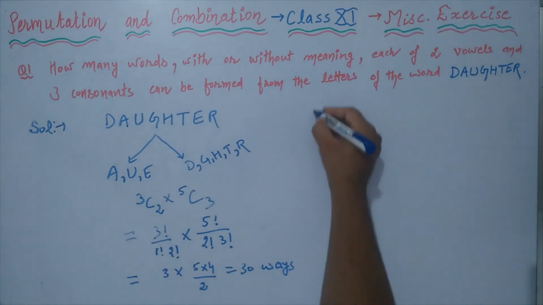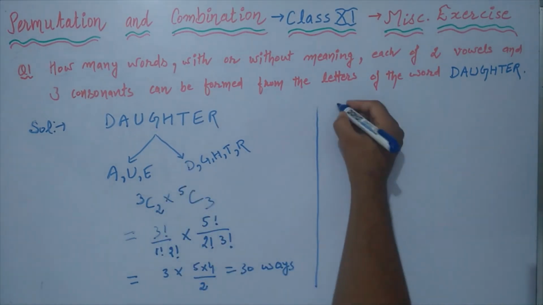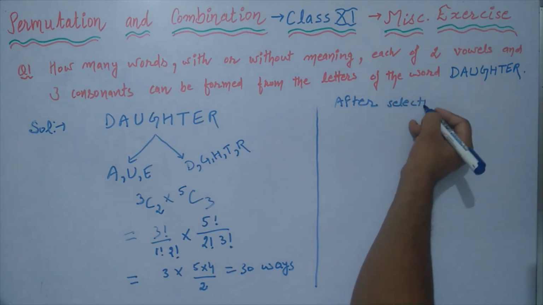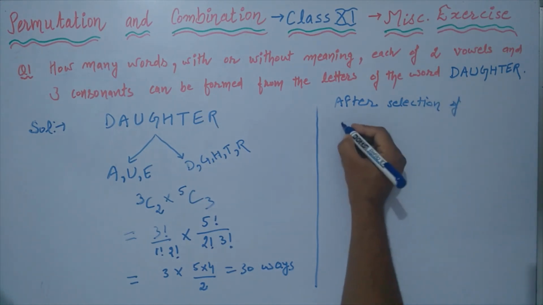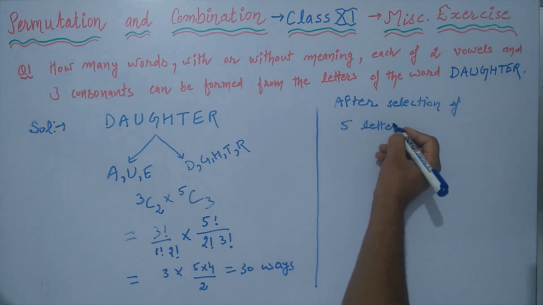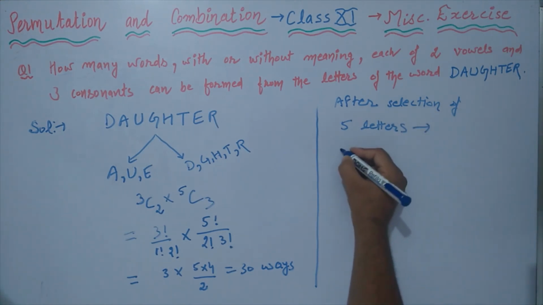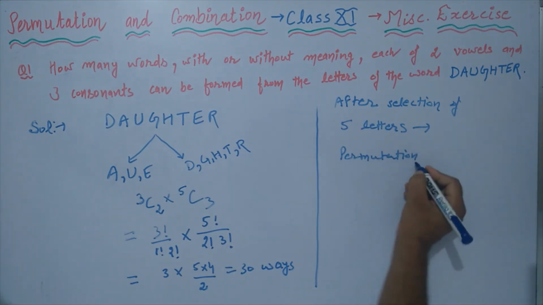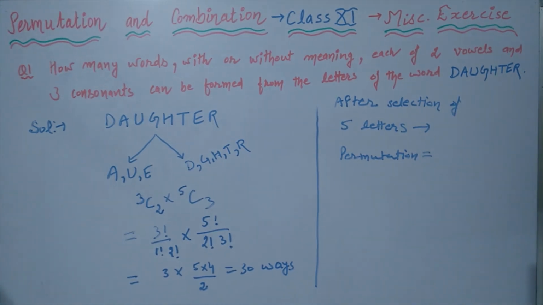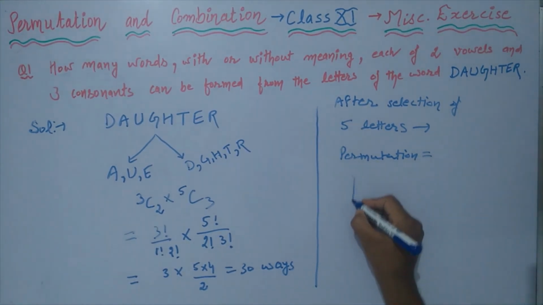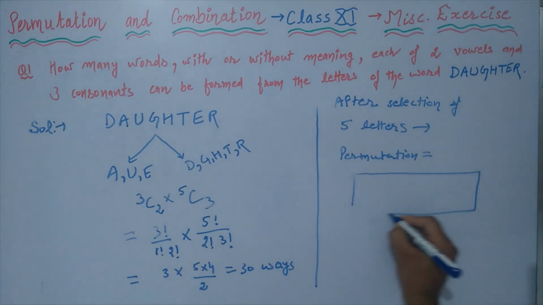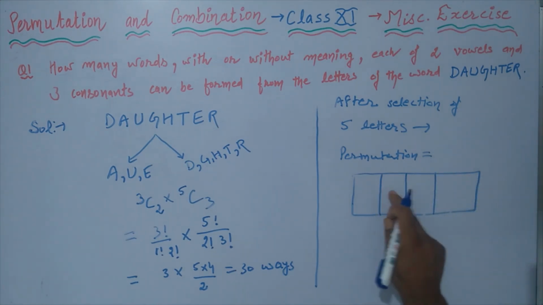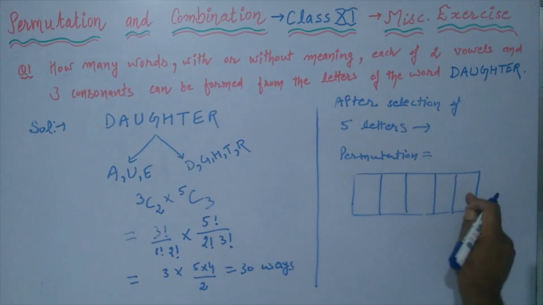Now, after selection of five letters, arrangement, that is permutation, is equal to, here we have now five letters selected, 1 2 3 4 5 boxes are there.